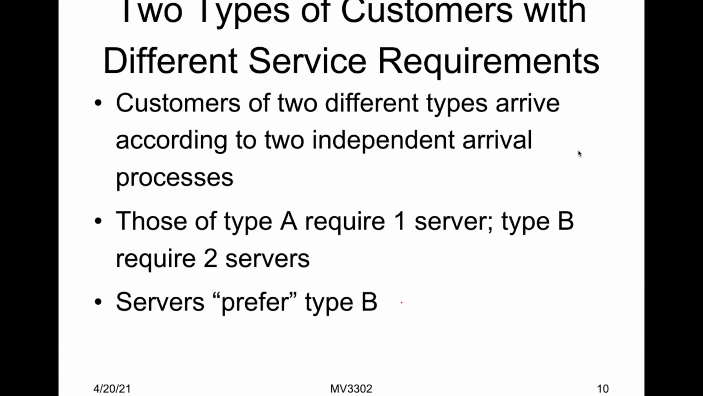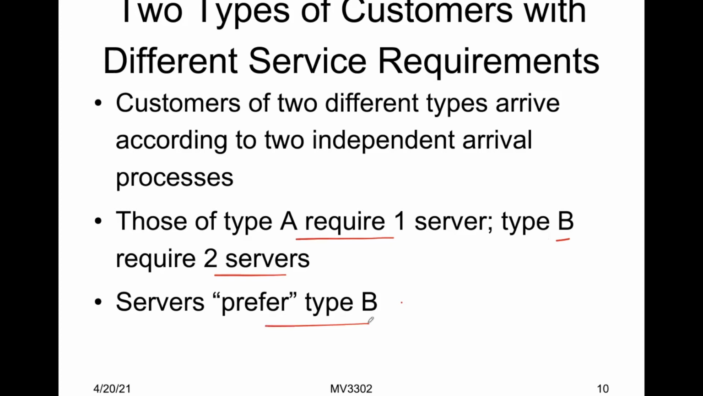Now the final model for today is I have two types of customers, and their service requirements are twofold. One, they do have different service times as we had before, but they also have different requirements on the servers. I'm calling them type A and B just to be different. The main difference in addition to the service times is that a type A requires one server and a type B requires 2 servers. And the servers prefer type B.